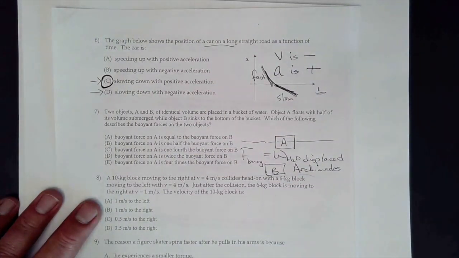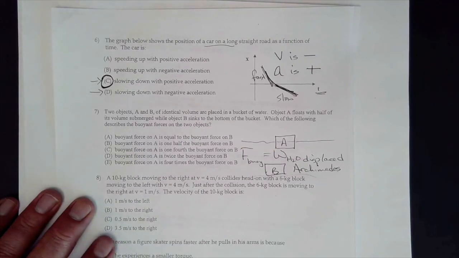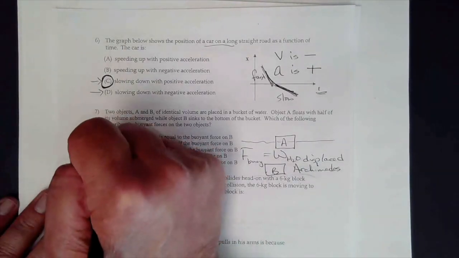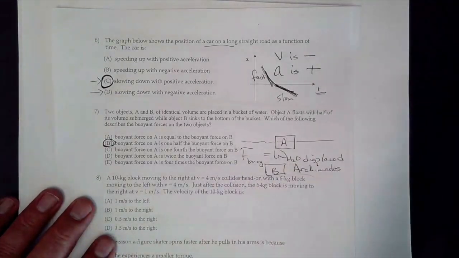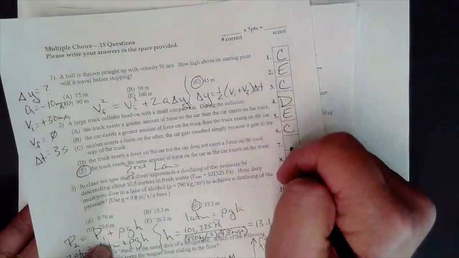And since A is displacing or pushing out of the way half as much water, the buoyant force on A is going to be half as big as the buoyant force on B. So the answer to this one is B.